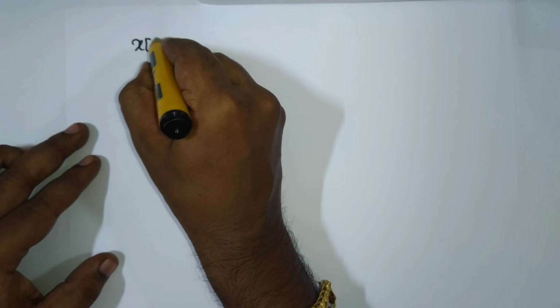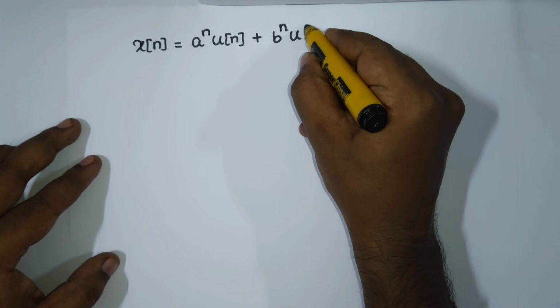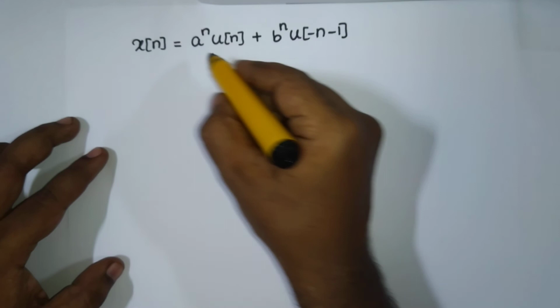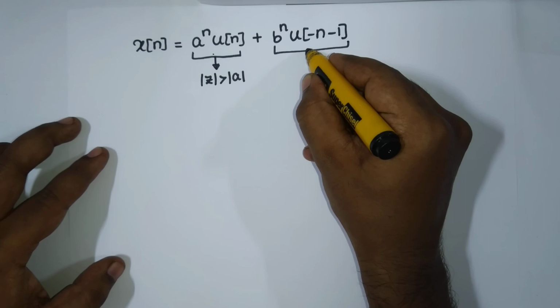Say for example X of n is equal to A power n u of n, plus B power n u of minus n minus 1. I have a sum of a causal sequence and an anti-causal sequence. Now without second thought, what is the ROC for this? With the experience we have as of now, mod z must be greater than A, and mod z must be less than B.